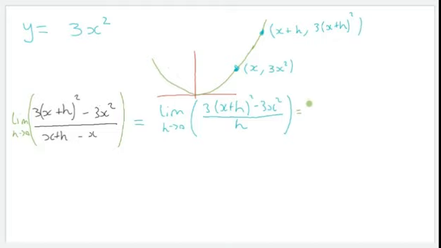So the top, with our limit as h tends to 0, becomes 3 lots of (x plus h) all squared, which expands to x squared plus 2xh plus h squared, and then that's minus the 3x squared. And that's all divided by h still.